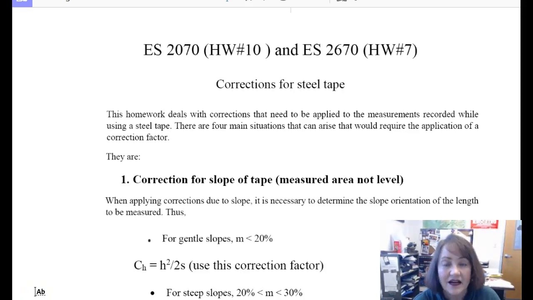Hi, everybody. Today we're going to circle back to our work with the steel tape. And we're going to talk about what corrections we need to make on a steel tape when we measure distances. So for those of you in engineering surveying, this material corresponds to about chapter 6 in your textbook. And for those of you in practical surveying, this corresponds to chapter 3.